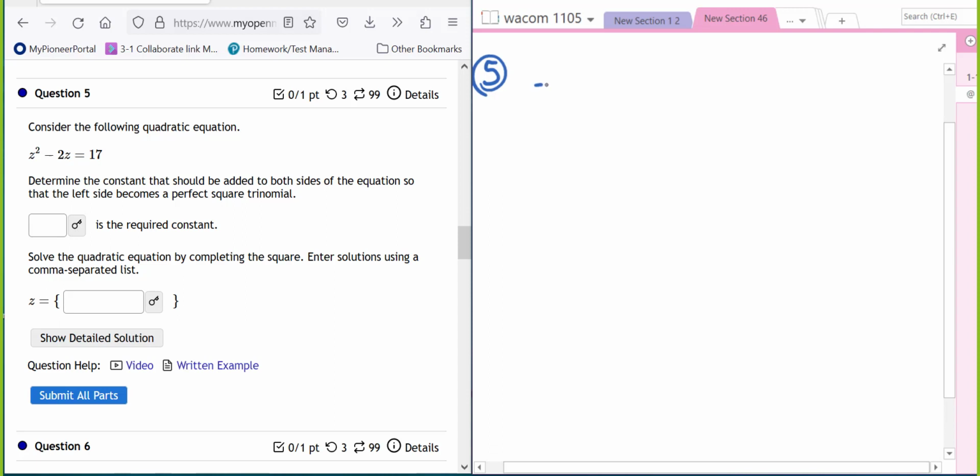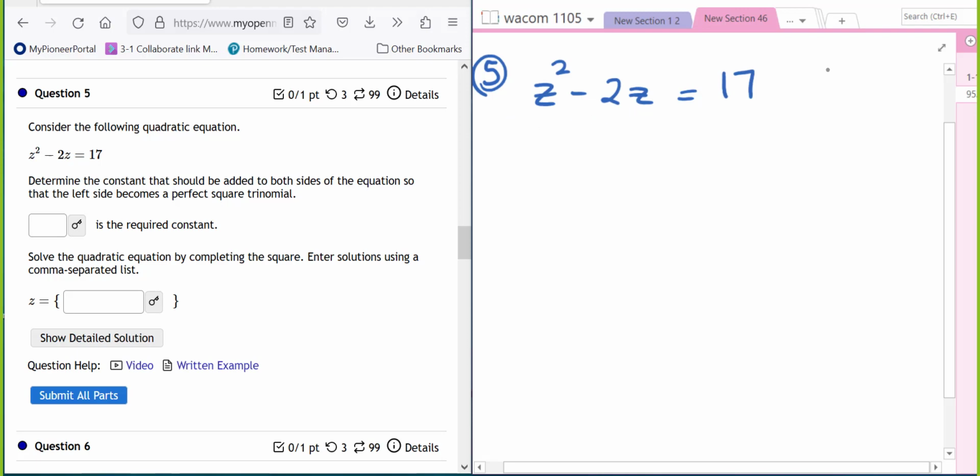Right, so we have z squared minus 2z equals 17. And they're telling us that we need to go this route. So we'll make sure we have the first 2 steps covered. Our leading coefficient is a 1, so nothing to divide out. Also, we only have the z terms on one side, so we're good.